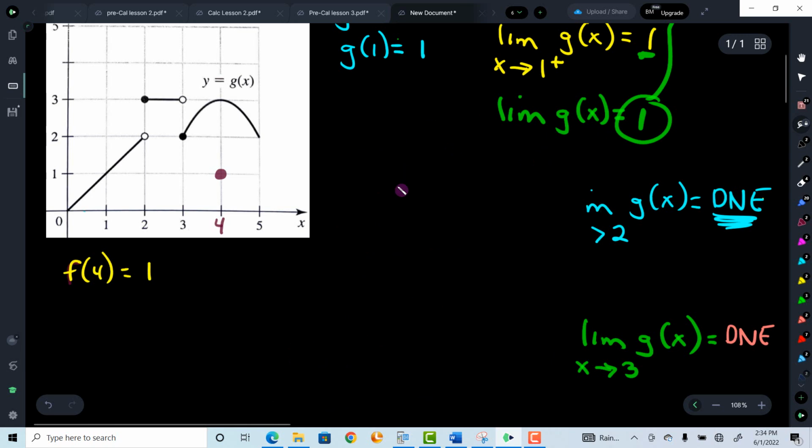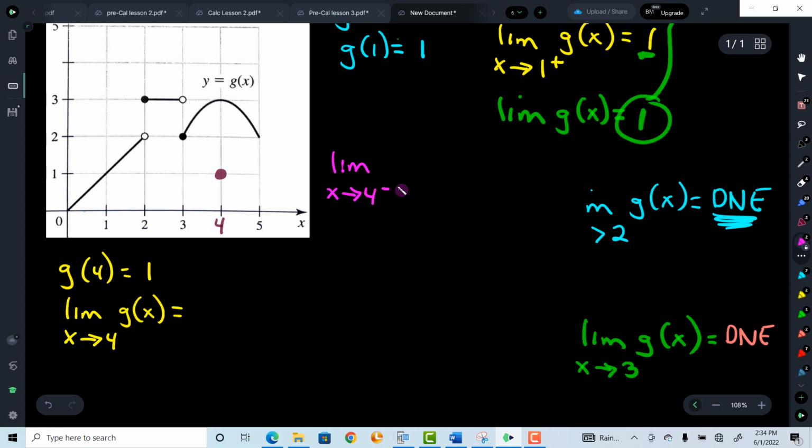Okay, what is the limit as x approaches 4? Oops, I said f, I'm sorry. That should be g. Okay, what is the limit as x approaches 4 of g of x? In order to figure that out, I have to look at the limit as x approaches 4 from the left, and I have to look at the limit as x approaches 4 from the right.